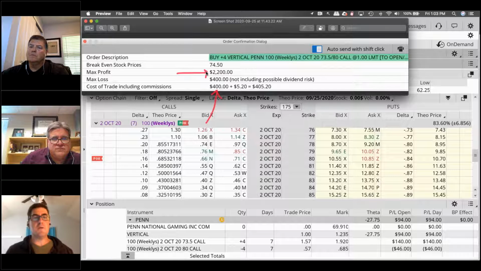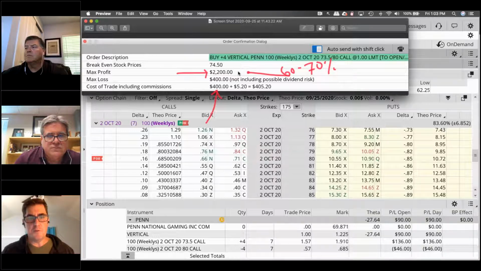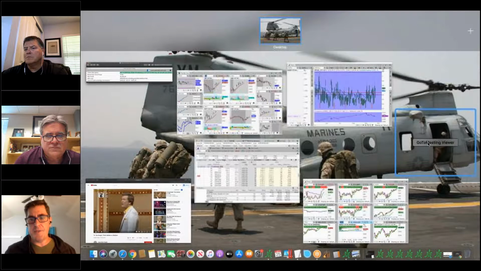Now, am I going to get $2,200? No, probably not. To get that, you've got to settle right at a specific price point. I'm hoping to capture anywhere from 60 to 70% of that move. Someone would say, why even mess around with this? It's for the person who doesn't have a large account that follows our work.